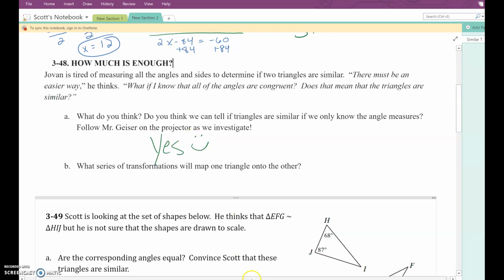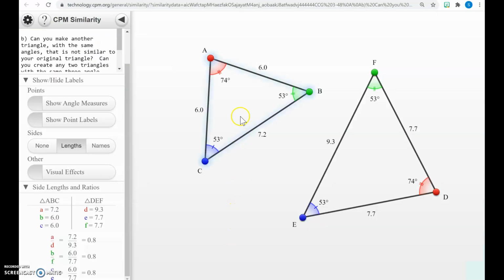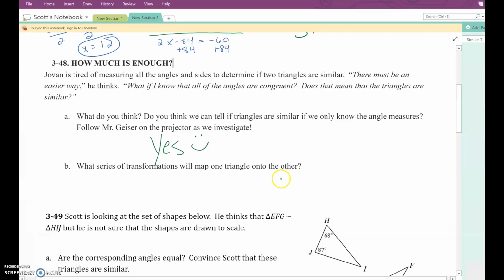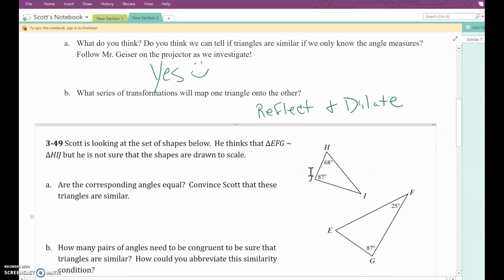What series of transformations would take one to the other? So what would I have to do to this shape to get to this shape? Well, I would have to dilate it, make it bigger, and then this 74, I would have to flip to get to the 74 to the red one on the other side. So I'd have a dilation, and I would have to flip it, so a reflection and dilate. That dilation is telling us that it's going to be similar and not congruent.